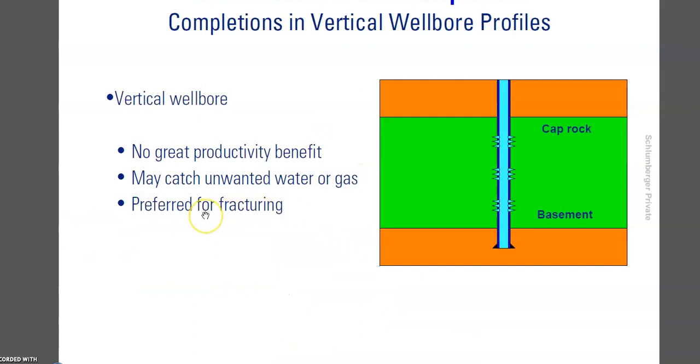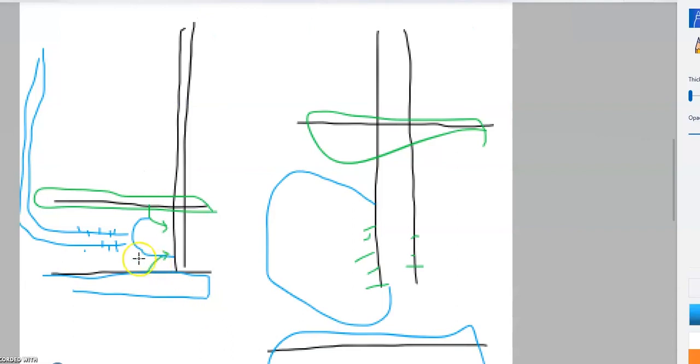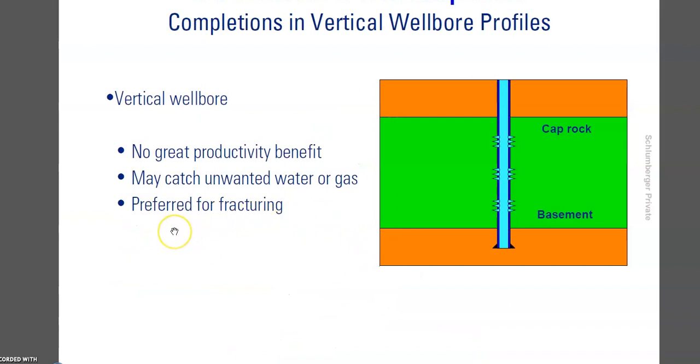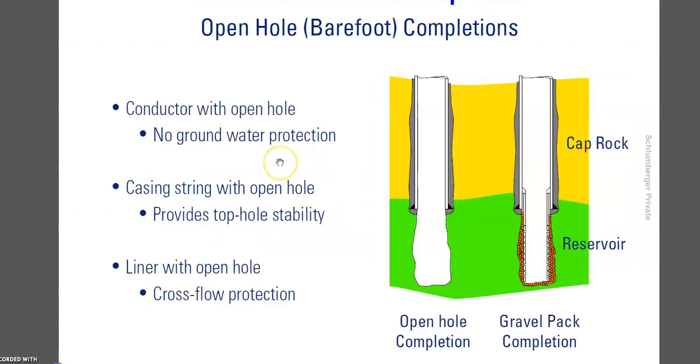So let's go back here. If we drill a vertical well in a thin formation, we won't get a greater productivity benefit, and it may catch unwanted water or gas, as I've talked about here, because coning problem will happen faster because the formation is thin. And it's preferred for fracturing. So this is the vertical well.